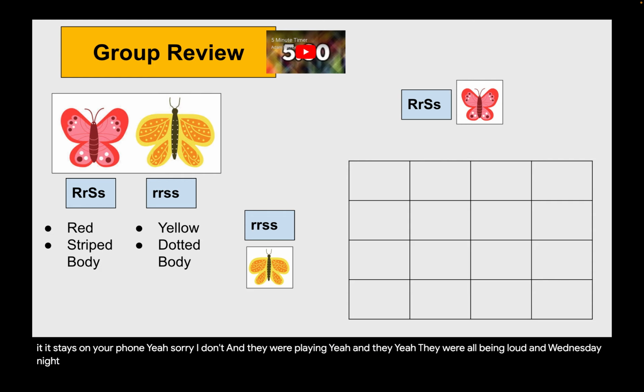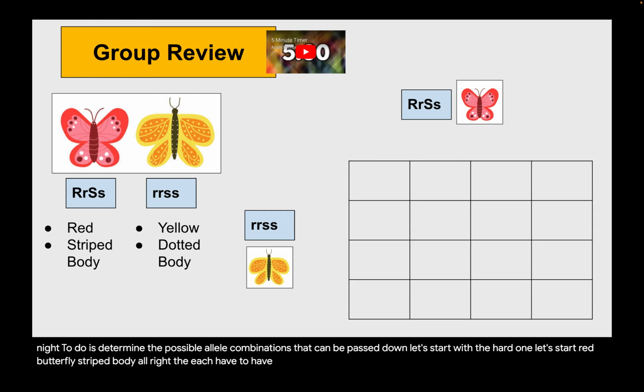All right, let's go through this together. The first thing we need to do is determine the possible allele combinations that can be passed down. Let's start with the hard one. Let's start with the red butterfly, striped body. They each have to have an R allele and an S allele.